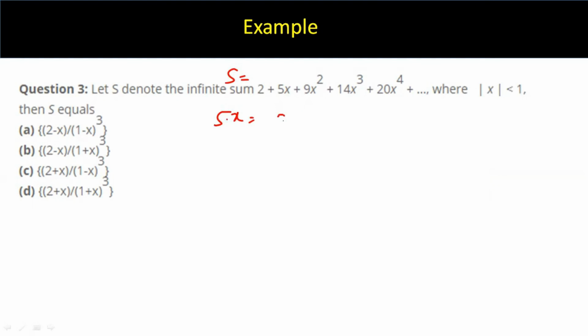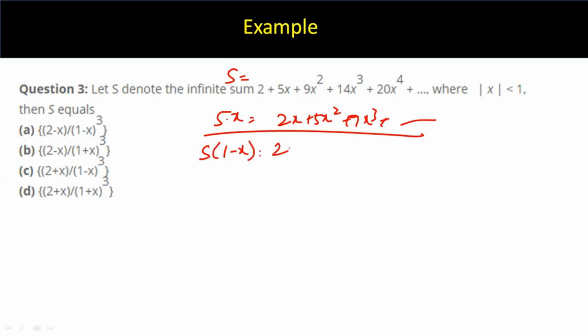2x plus 5x square plus 9x cube. Okay. Then after subtracting, I'm getting again an AGP, so I have to manipulate that also. नहीं. तो बताओ क्या मिल रहा है तुमको यहाँ पे? 2 plus 3x plus 4x square plus 5x cube. ठीक है. 6x raised to 4.